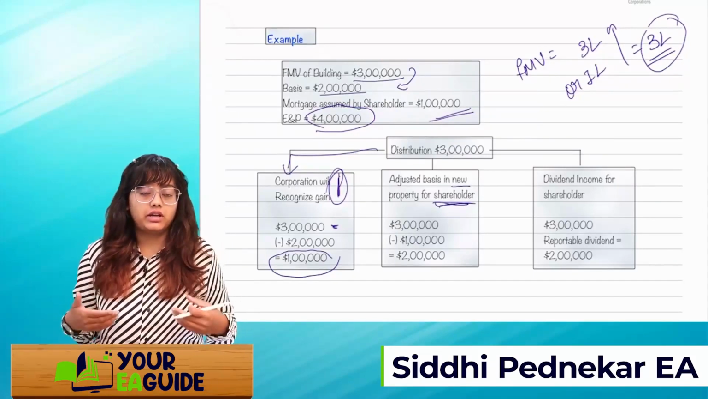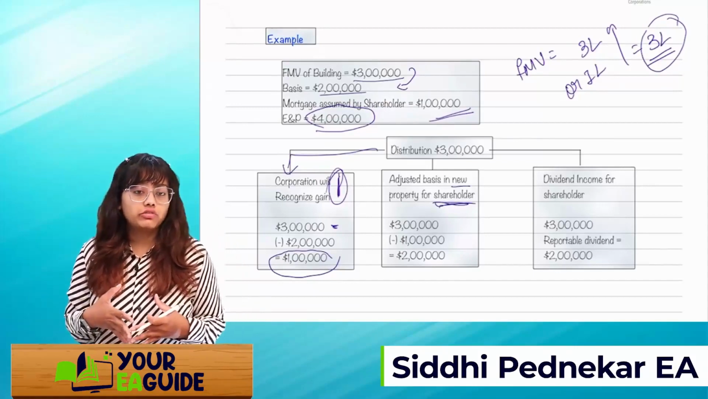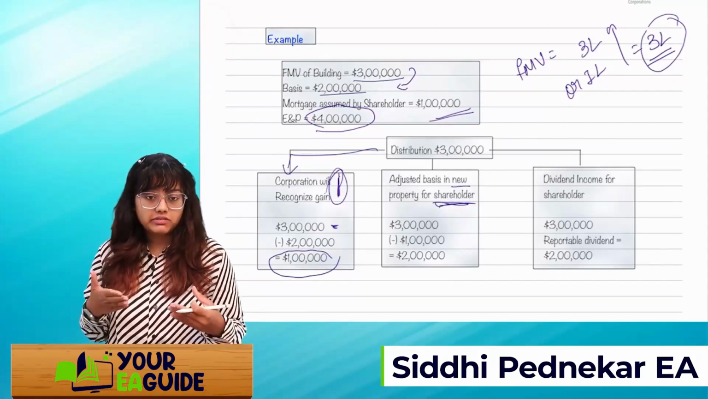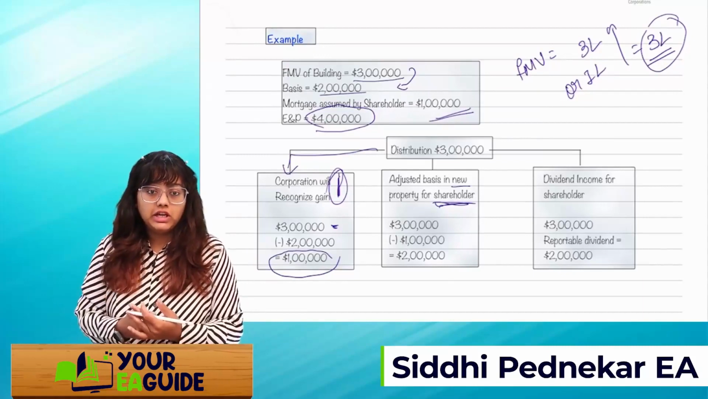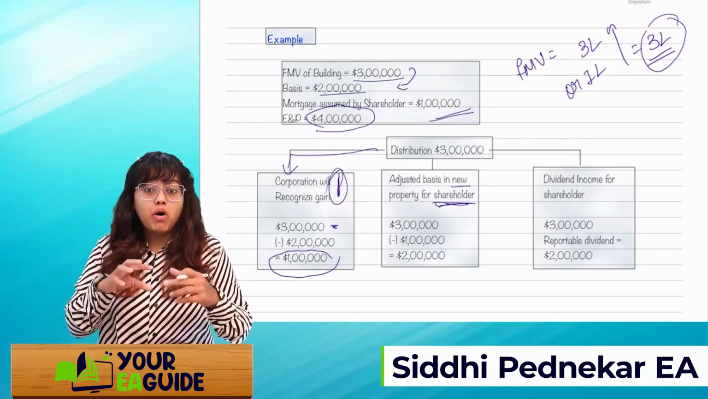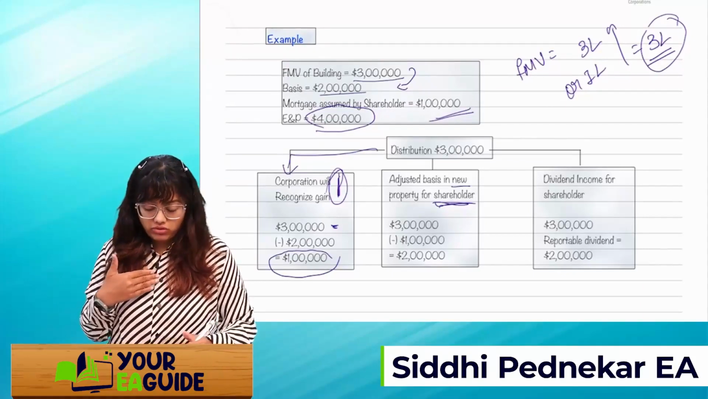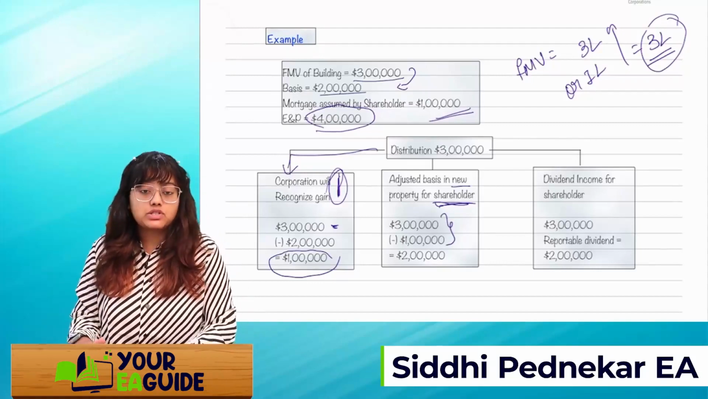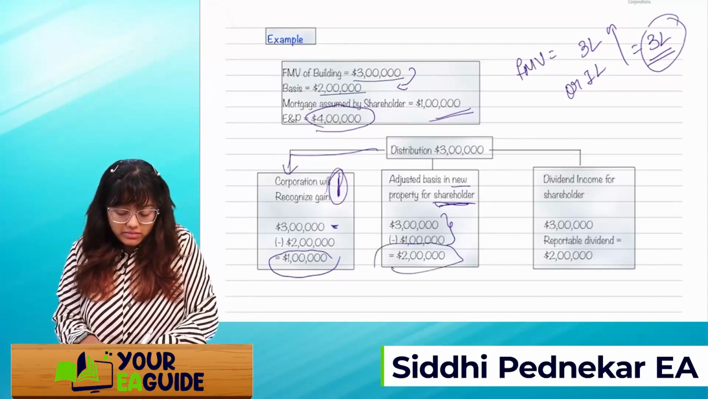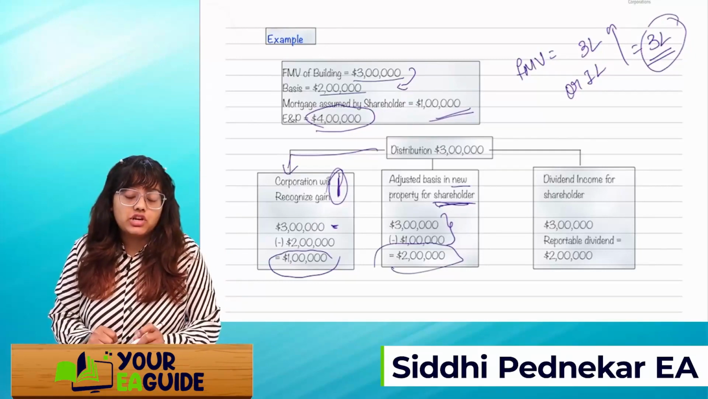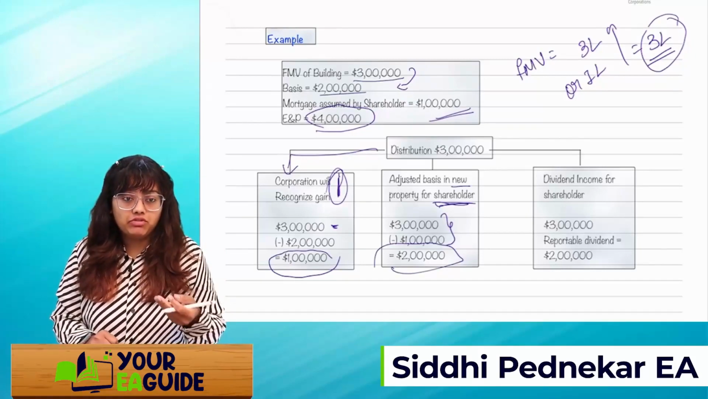Shareholder is receiving it. So what will the shareholder do? Shareholder will take 3 lakh, whatever amount he is receiving, the FMV. Shareholder will reduce the mortgage which is assumed by the shareholder. So I'll reduce 3 lakh minus 1 lakh as a mortgage. Whatever is remaining will be the shareholder's basis in the property which they are receiving.